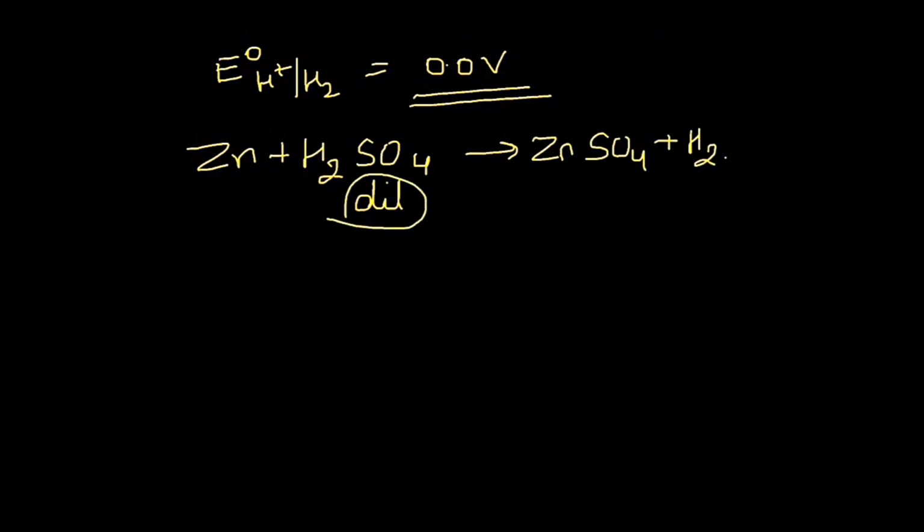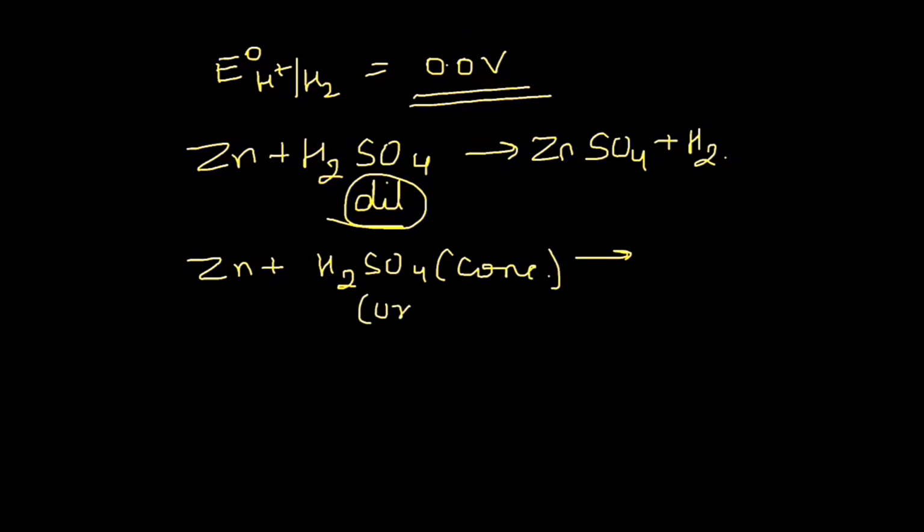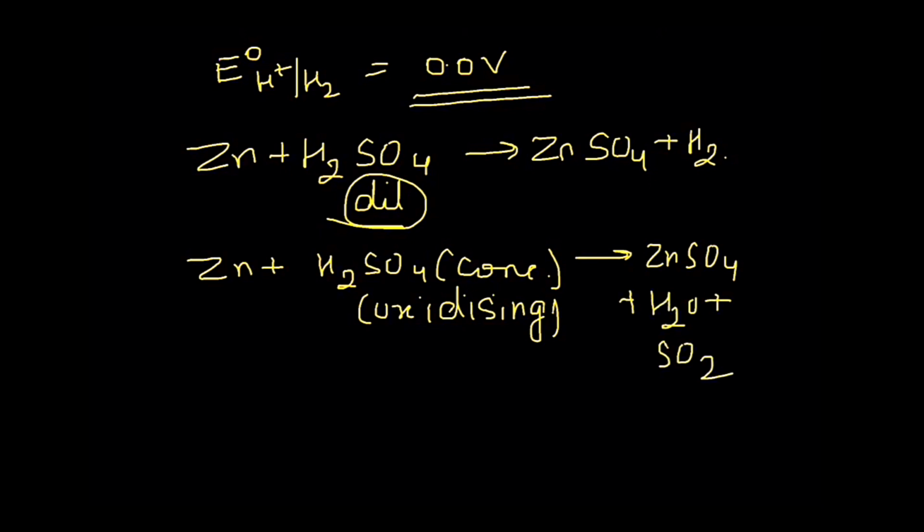I am stressing on the word dilute, because the same reaction is not shown if you are using concentrated acid. Can you tell me what will be the product if I am using concentrated acid? Because concentrated acid now acts as an oxidizing agent, right? So with the result, it will form zinc sulfate, water and sulfur dioxide. So you notice the difference in the concentration, how it affects the formation of the products, right?